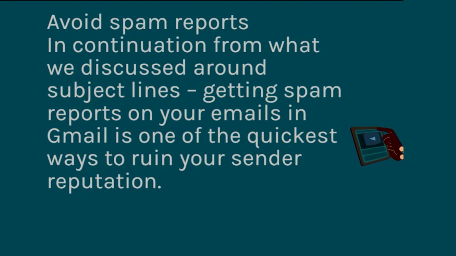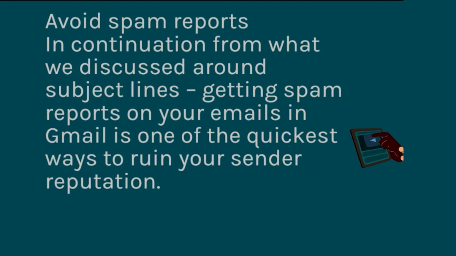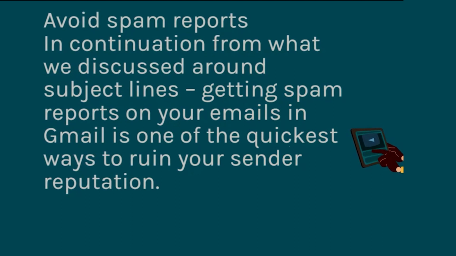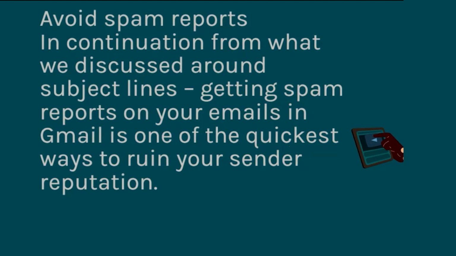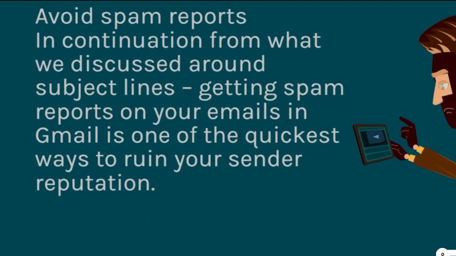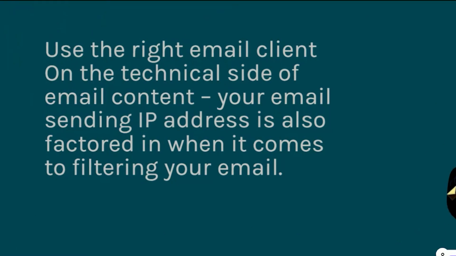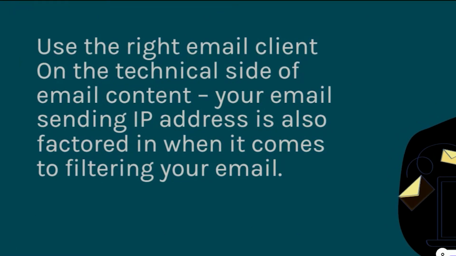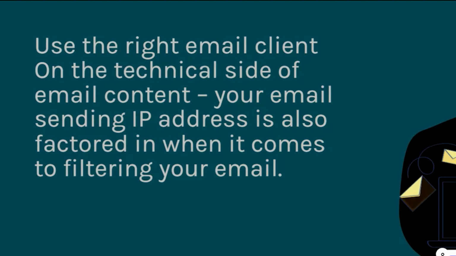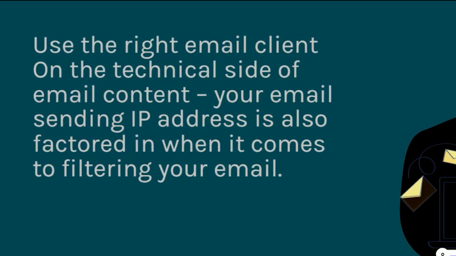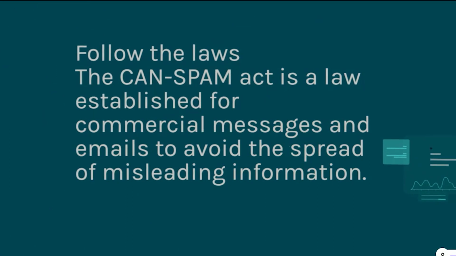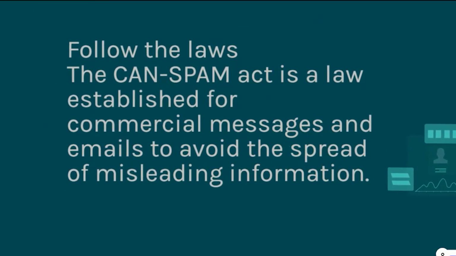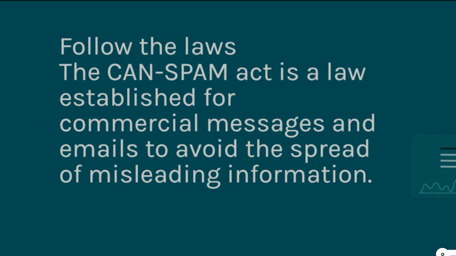Avoid spam reports, in continuation from what we discussed around subject lines. Getting spam reports on your email in Gmail is one of the quickest ways to ruin your sender reputation. Use the right email client on the technical side of email content. Your email sending IP address is also factored in when it comes to filtering your emails. Remember email blocklists. Follow the laws: the CAN-SPAM Act is a law established for commercial messages and emails to avoid the spread of misleading information.